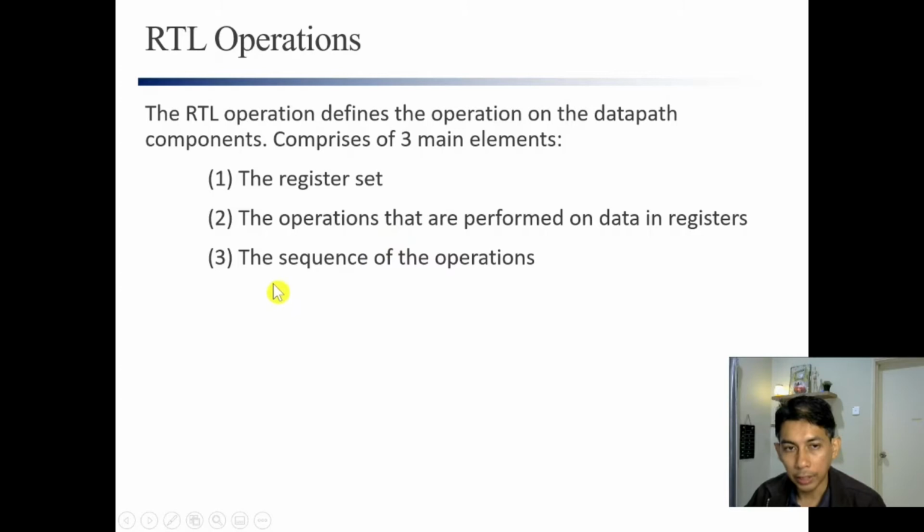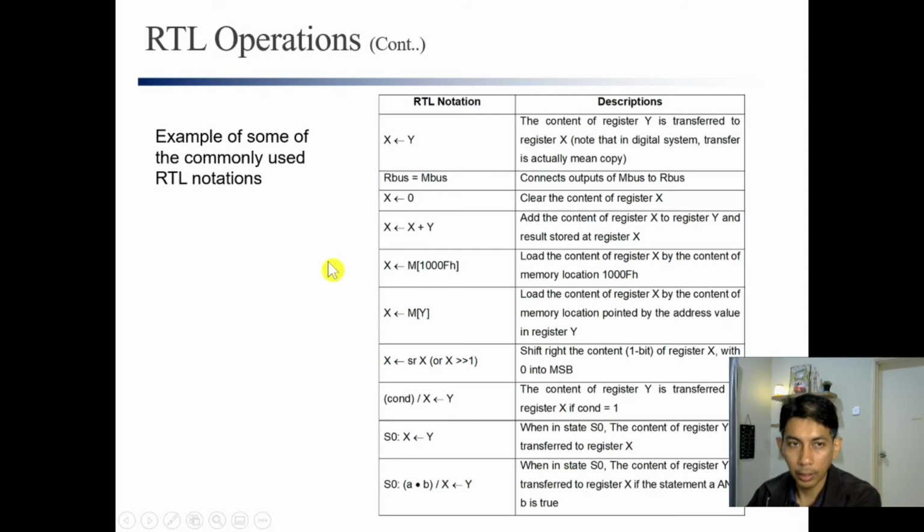And of course, the last one is the sequence of operations. First, what we want to do. Second, what we want to do. And third, and so on and so forth. The sequence. So we will do all of this in RTL design. This is the RTL operation that we will use in this chapter and also in the next chapter, also known as RTL notation.